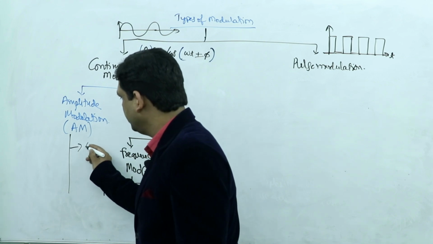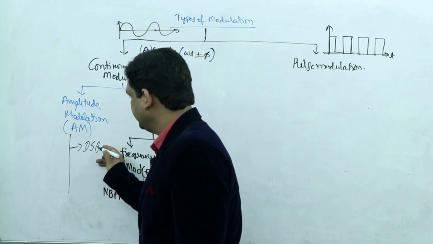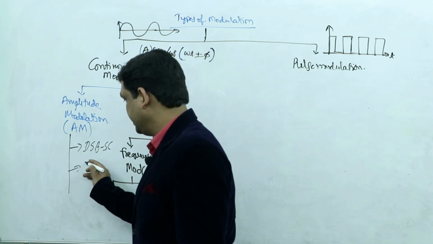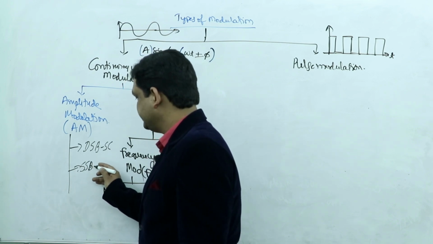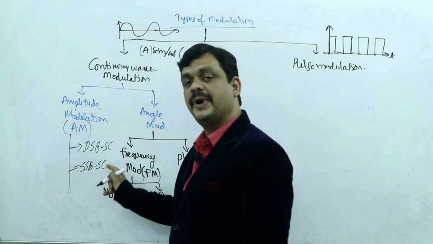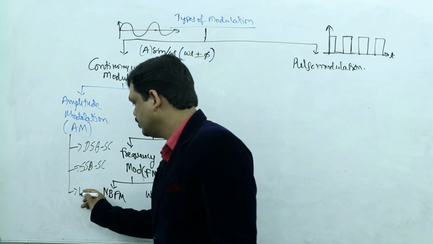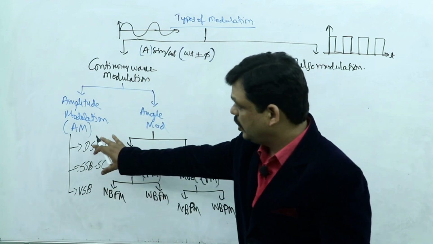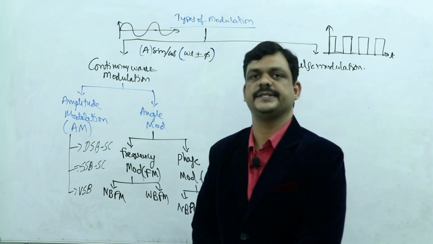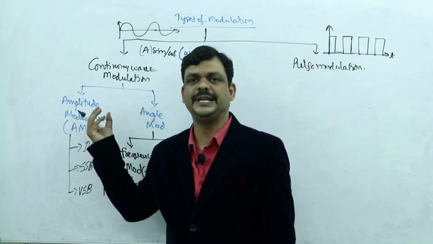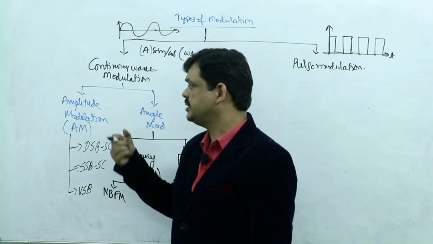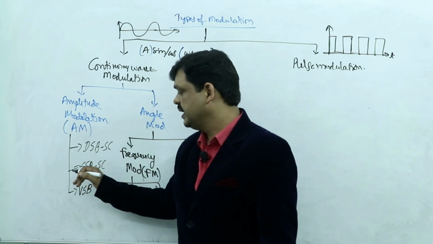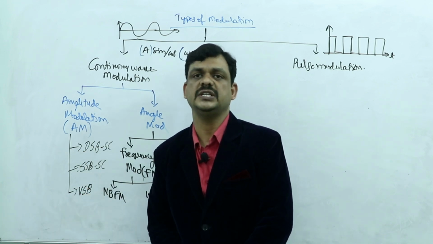Those techniques are DSBSC, double sideband suppressed carrier, and another is SSBSC, single sideband suppressed carrier, and one more is VSB, vestigial sideband. So all these come under amplitude modulation techniques, because a few drawbacks and limitations are there. To avoid these limitations of amplitude modulation, some other techniques are introduced. Those are DSBSC, SSBSC and VSB, vestigial sideband.